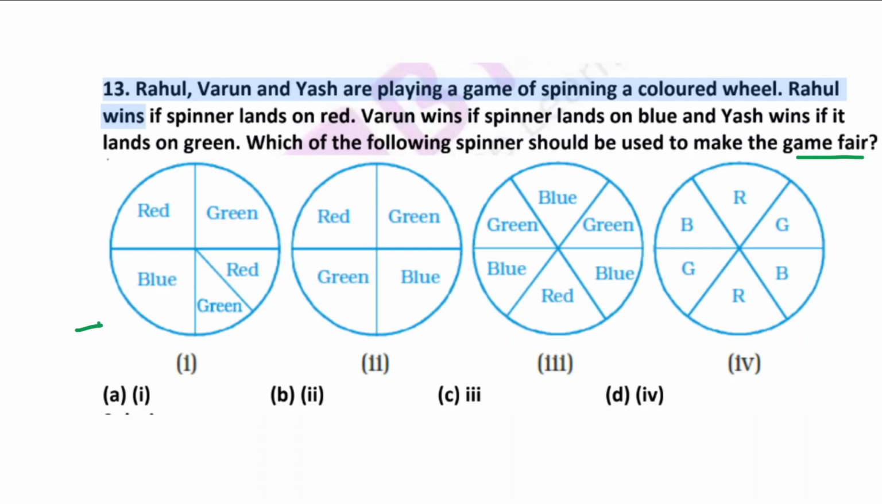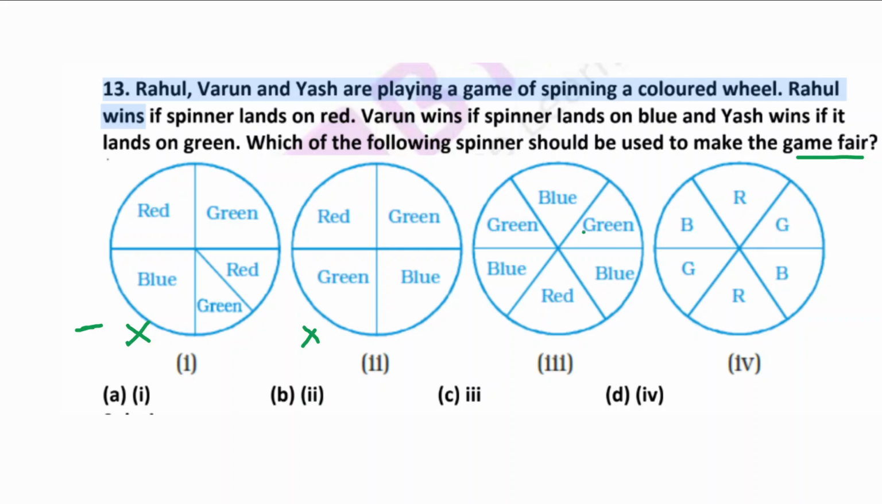Blue is having very less chance. So this is not a fair spinner. So let us remove that. Here, if you see, green is having higher chances of victory. So this is also not fair.